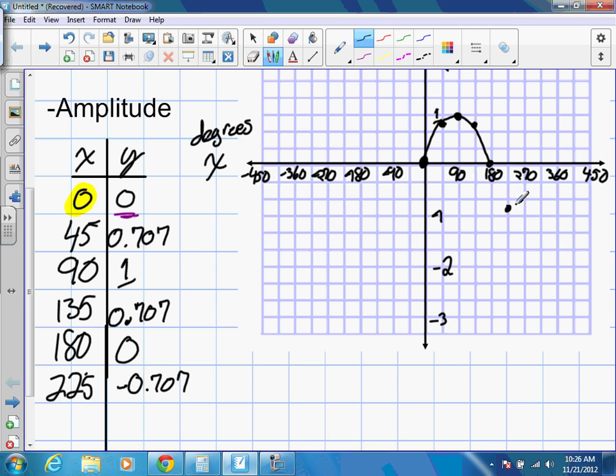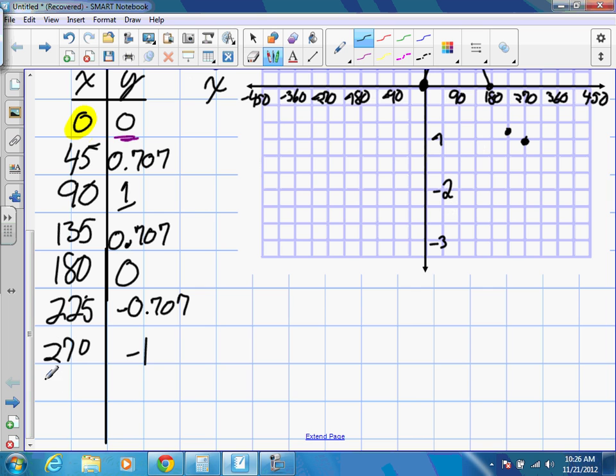What do you think 270 is going to be? That's right. 270 is going to be negative 1. So we're going to be here. What is going to be at 315? Negative 0.707. So this would be 315. And then finally, 360? 0. That's right. It's 0.